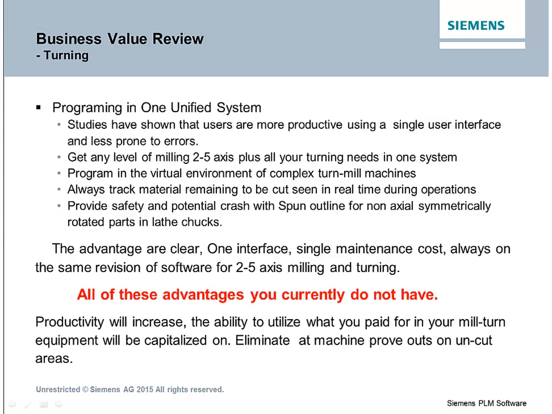Really, you can look at all the above values up there, and we talk about a single user interface, any level milling 2 through 5 axis inside your turning environment like that. The ability to always track the remaining material in real time to see what's cut during operation, so you don't waste time on the floor with uncut areas. So for us, the advantage is clear. It's one interface, single maintenance cost. You're always on the same revision of software through 2 through 5 axis milling and turning.